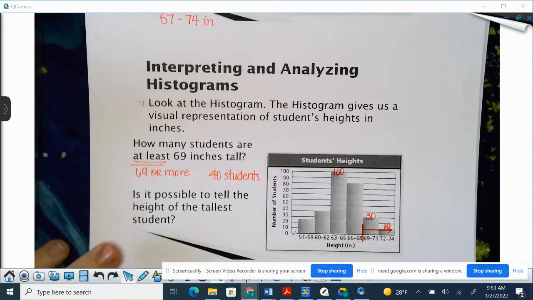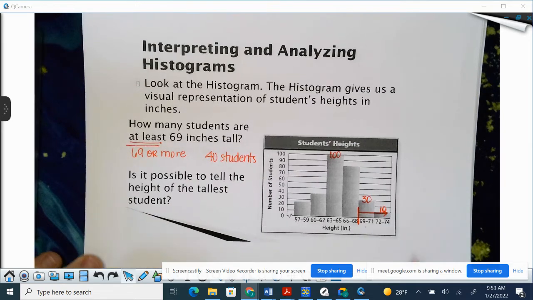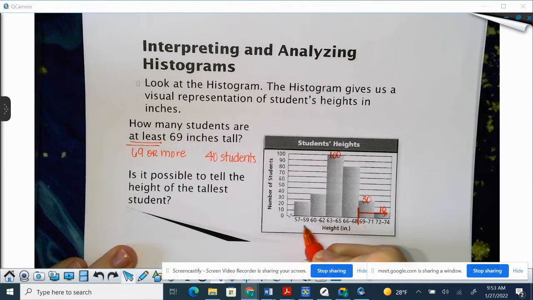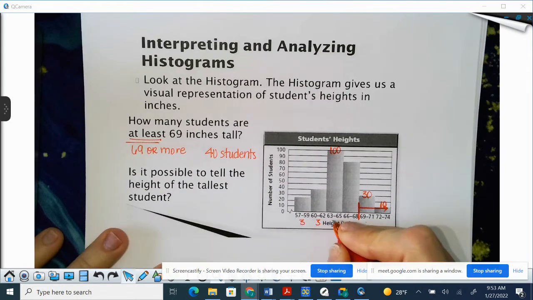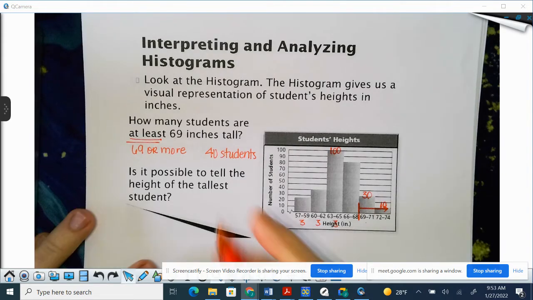Is it possible to tell the height of the tallest student? No, you can't, because you don't know that there's actually a 74. We just know there's 10 people that fall between here, and your intervals have to be the same, like an accurate histogram. So 57, 58, 59, so this is 3, 60, 61, 62 is 3, 63, 64, 65 is 3. So they had to make this 72, 73, 74. There's no guarantee that there is a 74. All 10 of these people could be 73, or all 10 could be 72 inches tall. So no, you cannot tell from this.